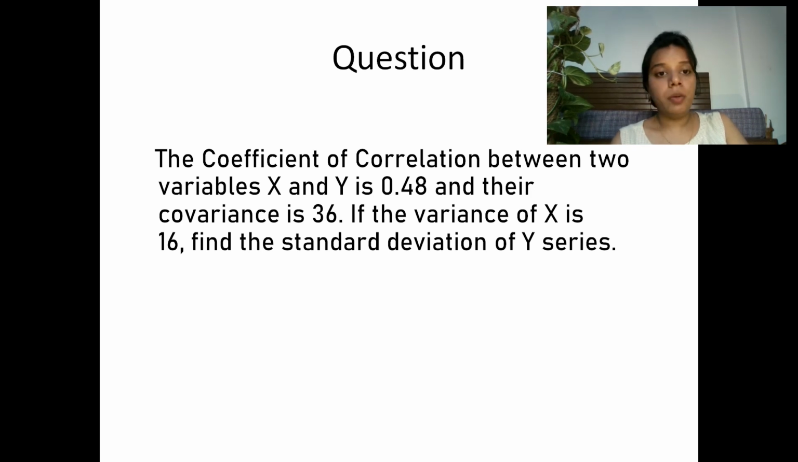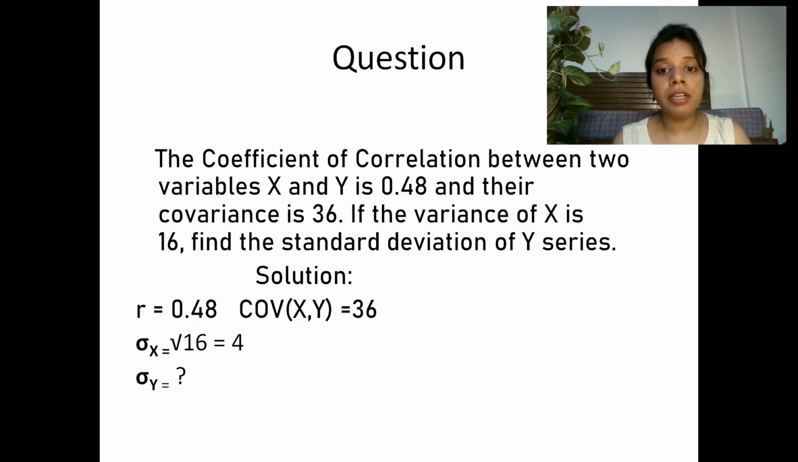So the question is, the coefficient of correlation between two variables x and y is 0.48 and their covariance is 36. If the variance of x is 16, find the standard deviation of the y series. Look, the variance of x is 16 and we need to find the standard deviation of y. Pay attention carefully that there are variance and standard deviation. You have to convert variance into standard deviation, right? We can't take variance as the standard deviation.